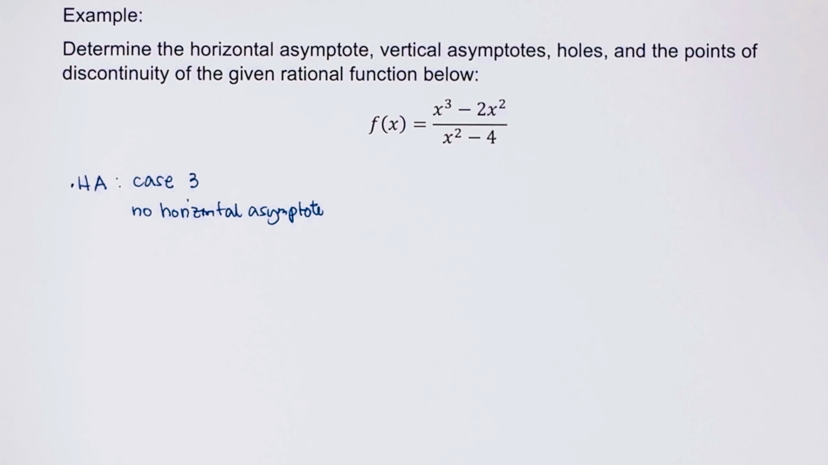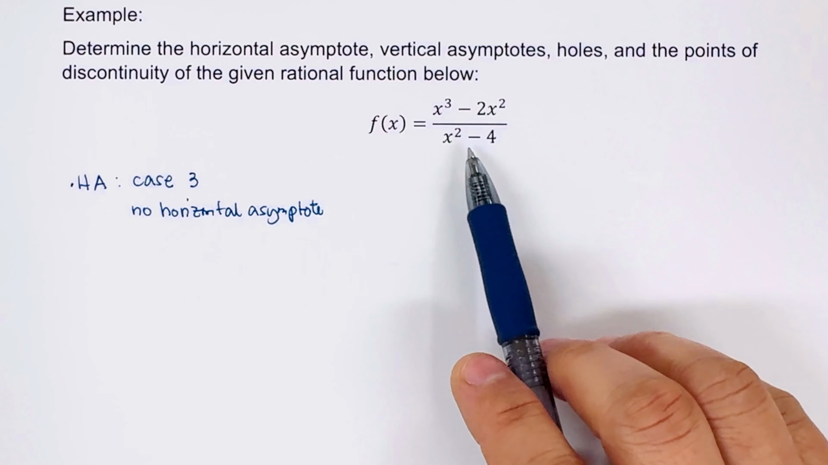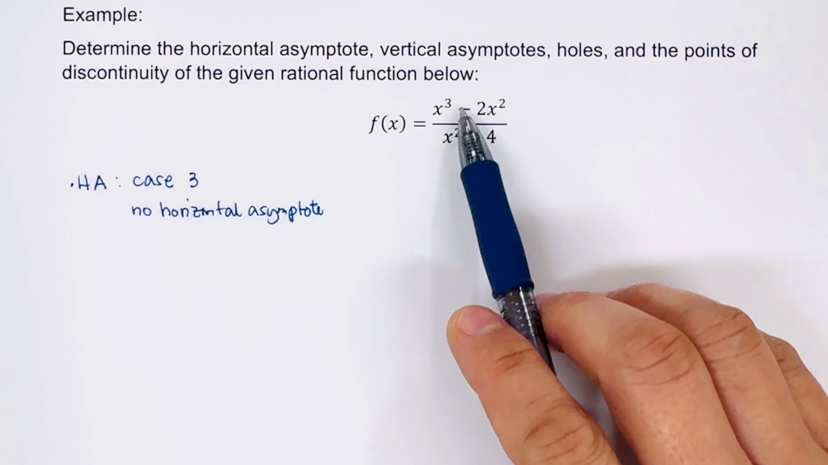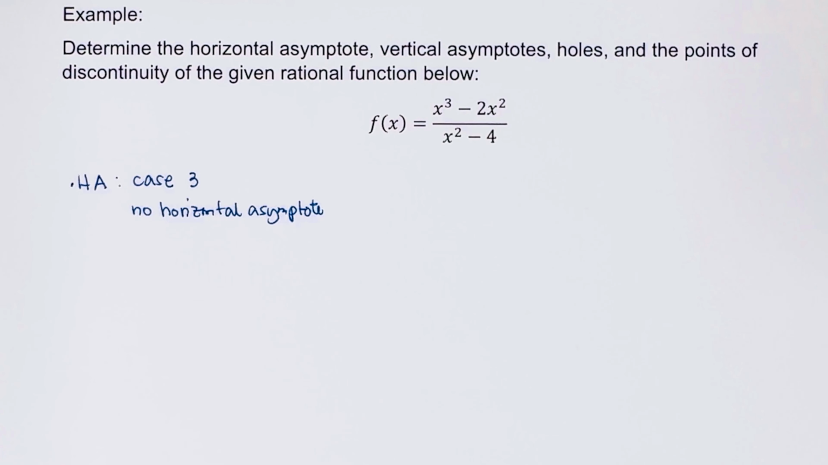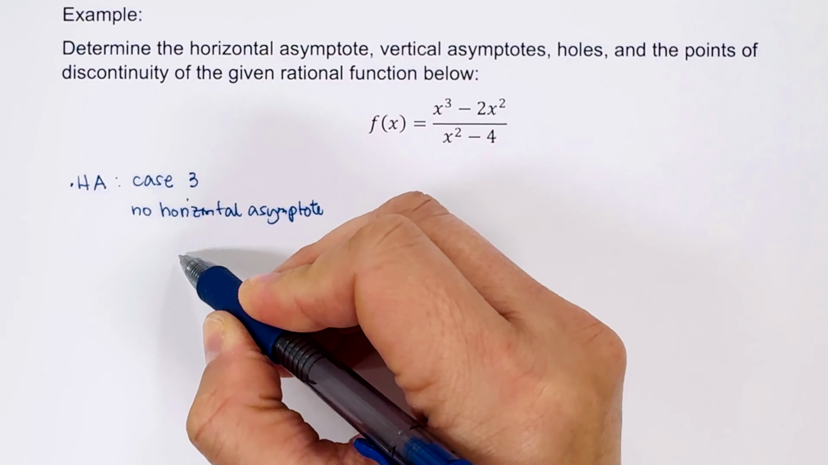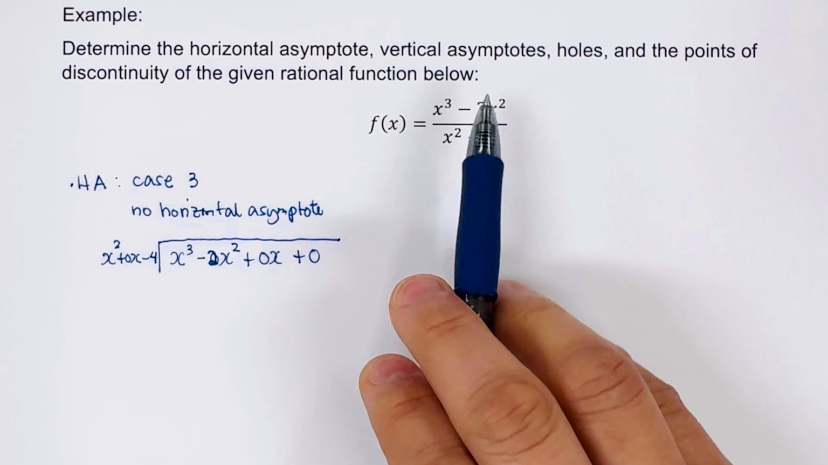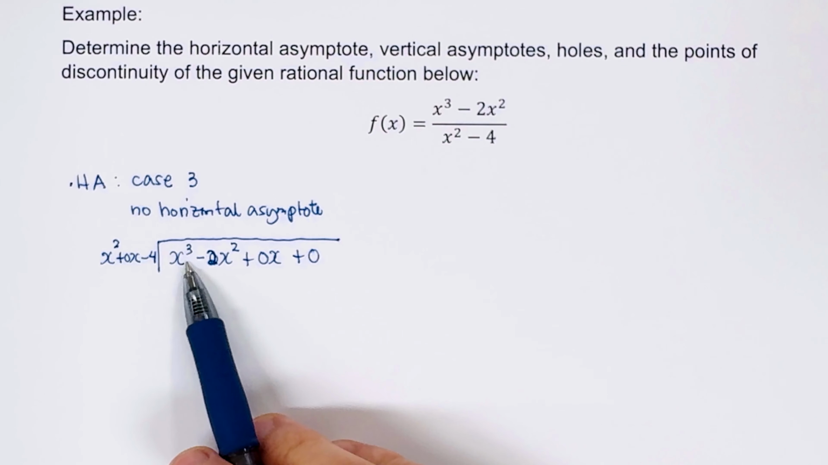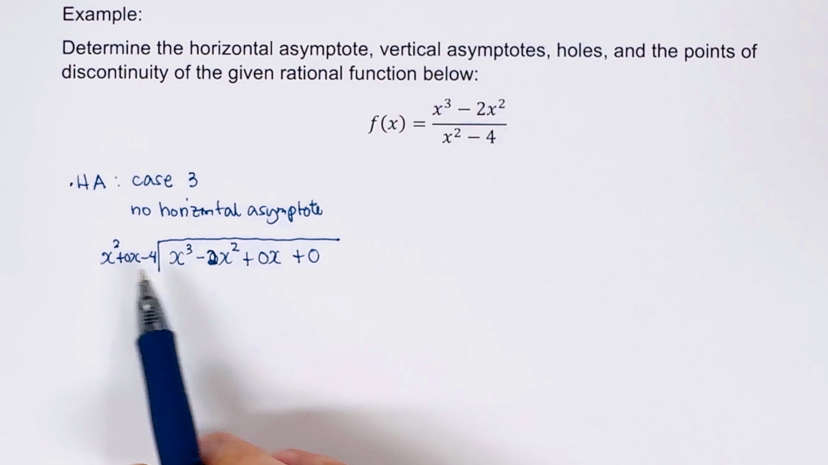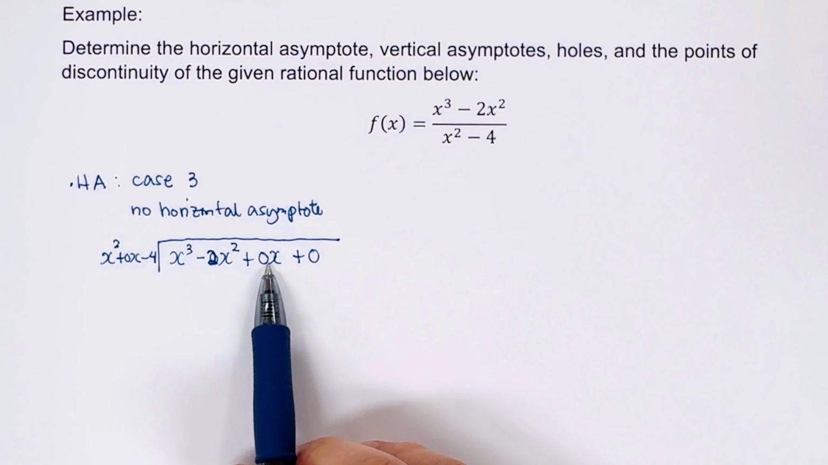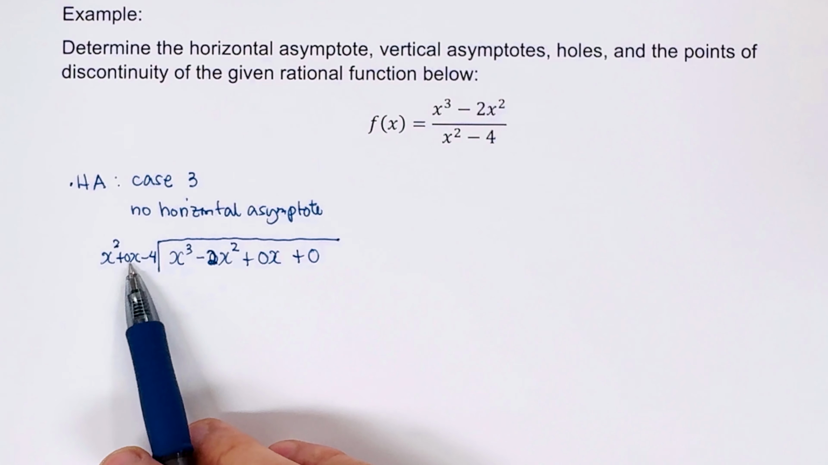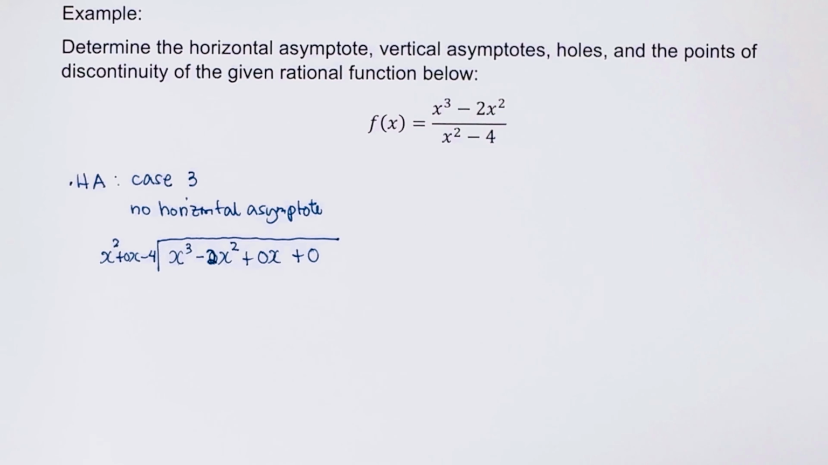To determine the slant asymptote, we are going to use long division to divide the numerator by the denominator. So I'm going to go ahead and write that down here. What I did was I wrote the numerator here and then the denominator down here. I placed a placeholder for 0x and 0x right here. So we're going to divide this.